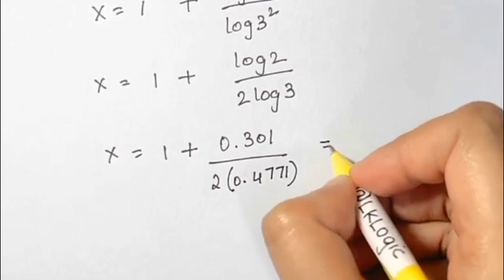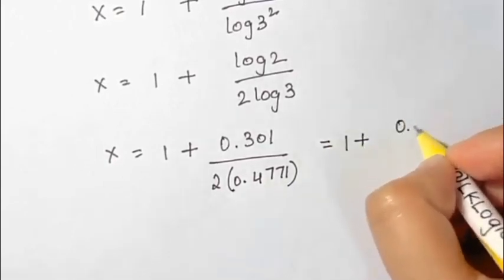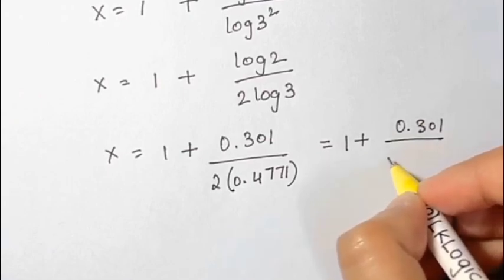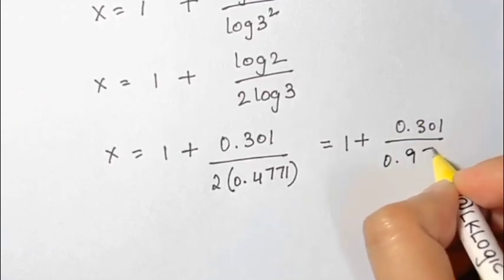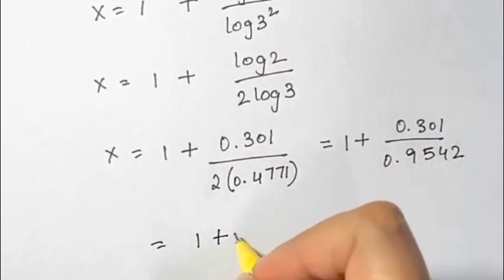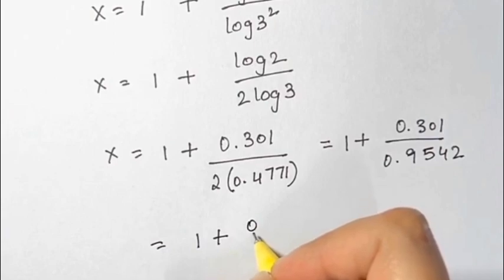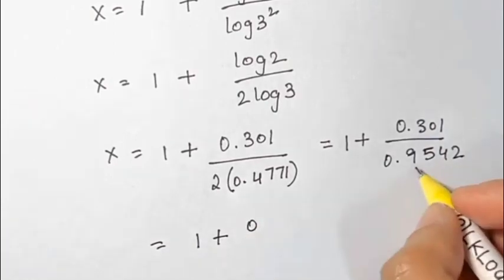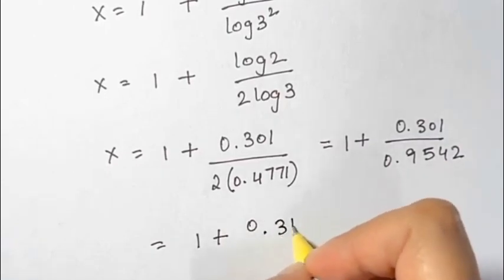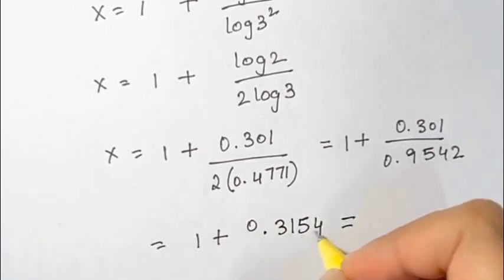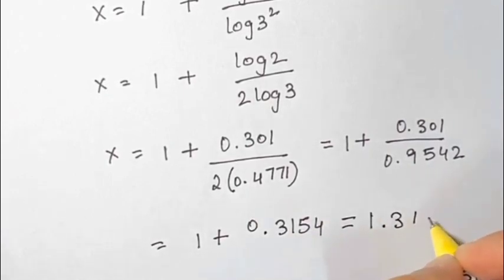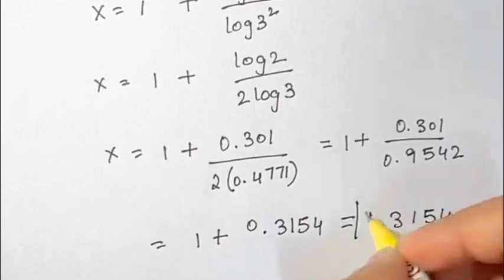That will be equal to 1 plus 0.301 divided by 2 multiplied by 0.4771, which is 0.9542. And when we simplify, we get 1 plus 0.301 divided by 0.9542, which is 1 plus 0.3154. And that's equal to 1.3154. That's your answer.